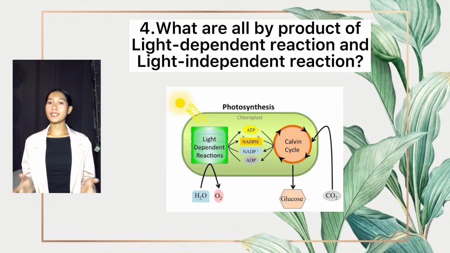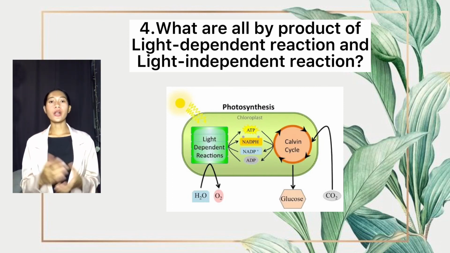And the last, what are all the byproducts of light-dependent reaction and light-independent reaction? The products of light-dependent reactions are ATP and NADPH, while the products of the Calvin cycle are NADP plus, ADP and a sugar.